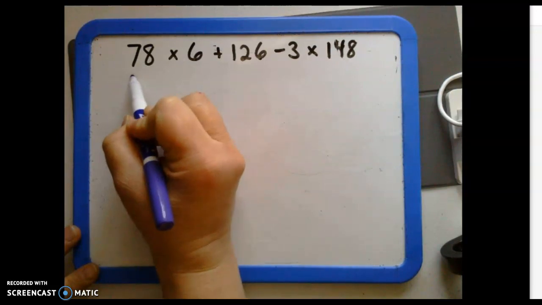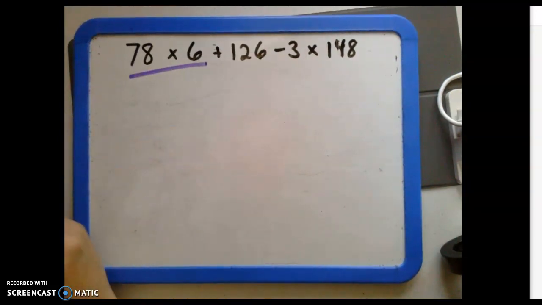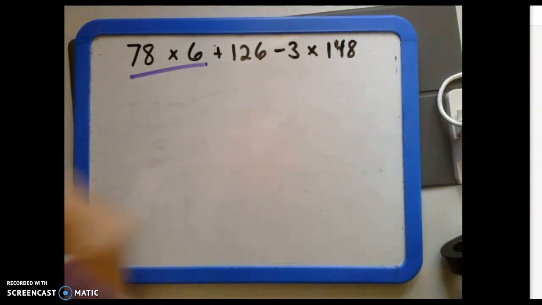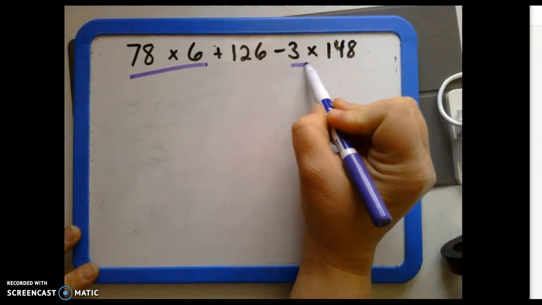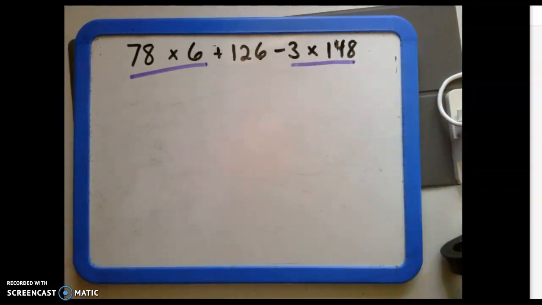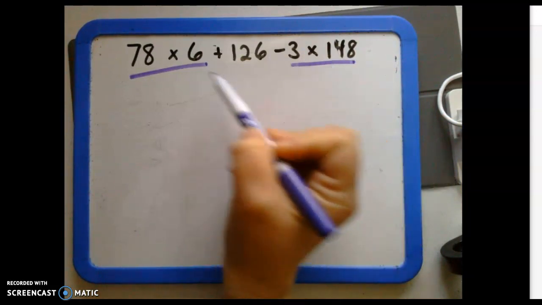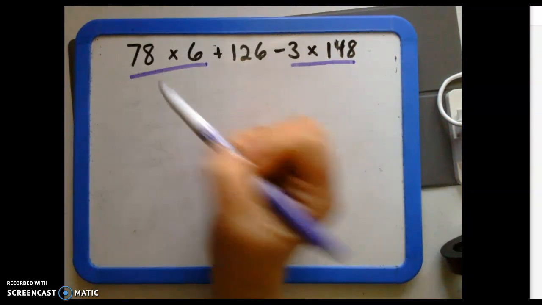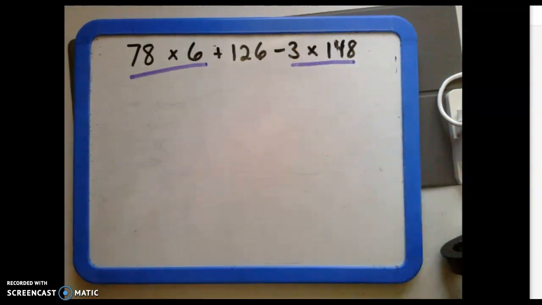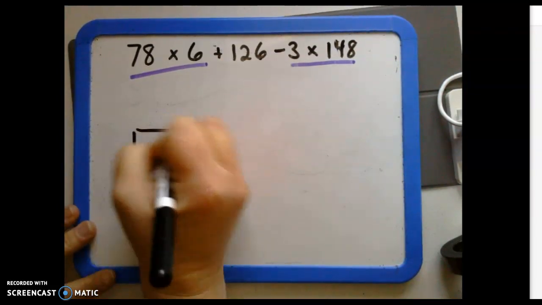Right here, I have 78 times 6. And then over here, I have a 3 and then 148. Okay, so I'm going to take these and group them and solve for these first. Let's start with 78 times 6. I'm going to use the area model method to solve for these multiplication problems. Okay, so let me draw my model.